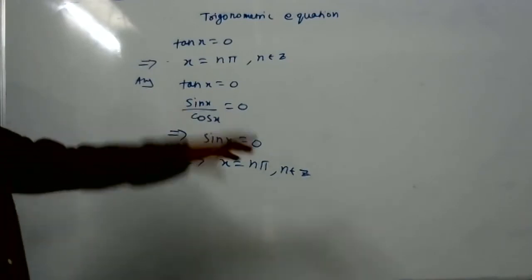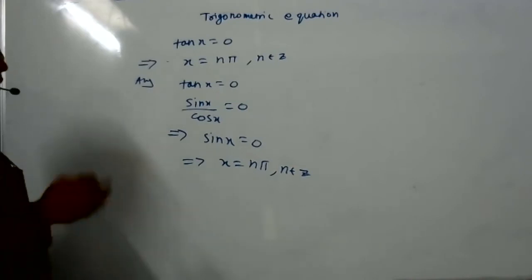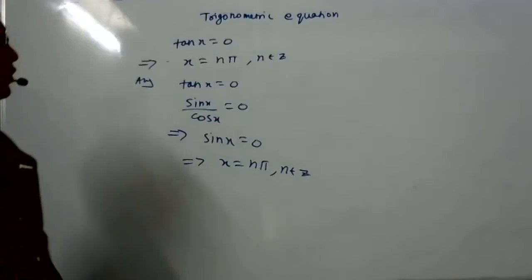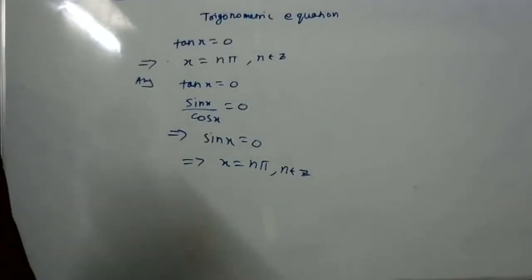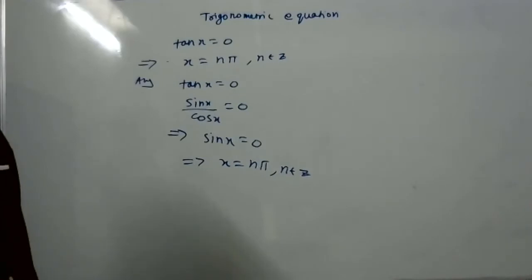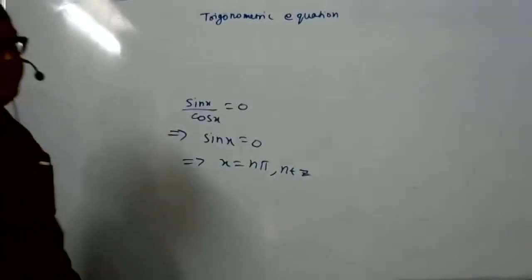Or by graph also you can analyze this answer. The graph will intersect the x-axis at pi, 2 pi, 3 pi, minus pi only. By graph also we can do, and this way mathematically also we can study. But this formula has to be memorized. Shall I erase the board? Yes, sir.